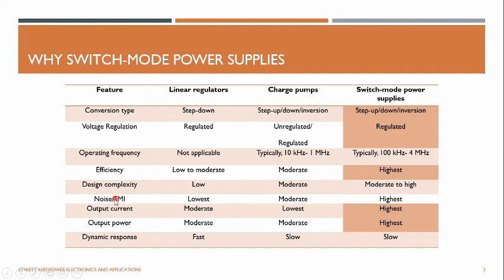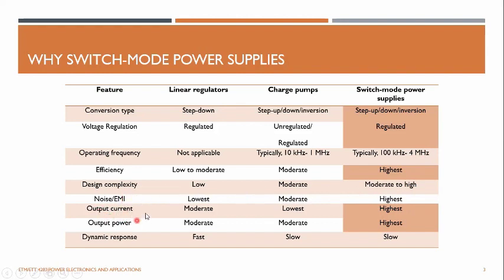Next is the noise at the output voltage, the peak-to-peak ripple voltage, and EMI. EMI is electromagnetic interference, so that is radiated or conducted noise. Linear regulators have the lowest noise and EMI, because it is linear, no switching involved. The switched capacitor converters have moderate noise and EMI because they are also switching the capacitors. The switch mode has the highest EMI because it is switching inductors. Inductors sometimes act as antennas when you're switching at this kind of high frequency. Therefore it has high EMI.